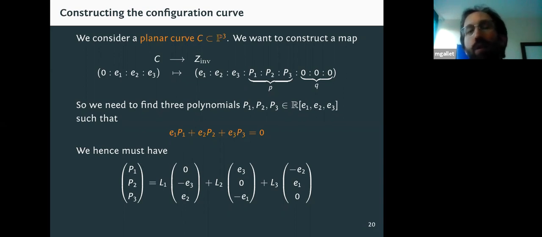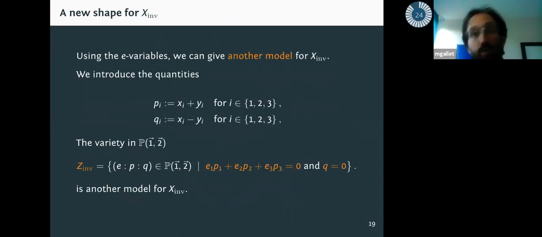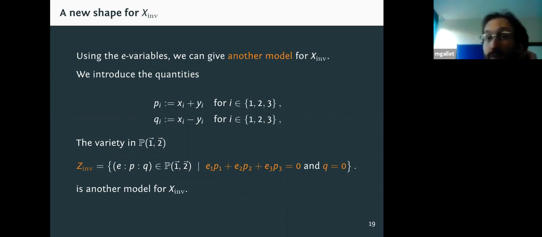this planar curve. Z-inv has the E coordinates, so we will just use the E coordinates of the planar curve. The Q coordinates are 0, but we need to determine the P coordinates. Namely, we need to determine 3 polynomials, capital P1, capital P2, capital P3, in the EI coordinates, because they are polynomials on C, which give the map from C to Z-inv. And due to the definition of Z-inv, there is this equation that must hold.